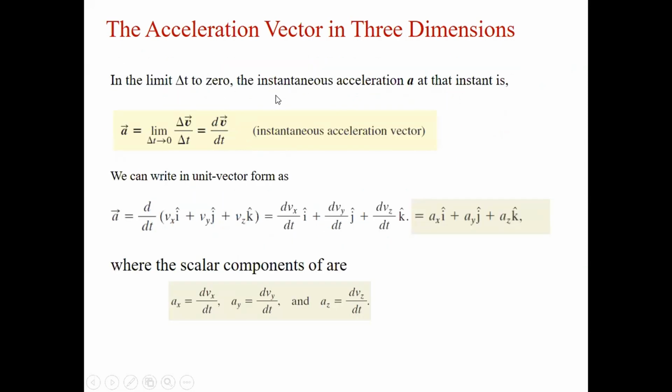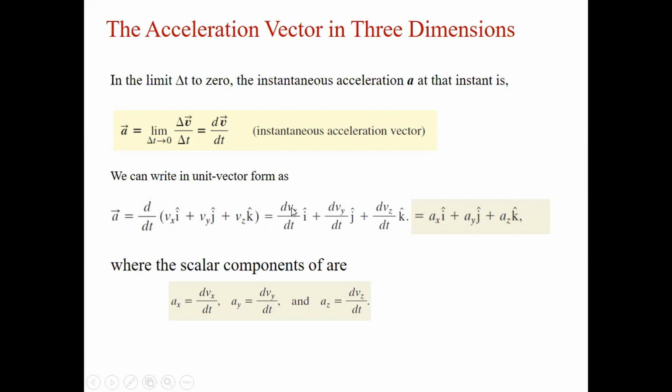And again, in the limiting case when delta t goes to 0, we have the first derivative of velocity with respect to time equal to acceleration, and both are vector quantities. We can write this in 3-dimensional vector form. The velocity vector can be written as Vx times the i unit vector plus Vy times the j unit vector plus Vz times the k unit vector, and the derivative of this vector is the acceleration.